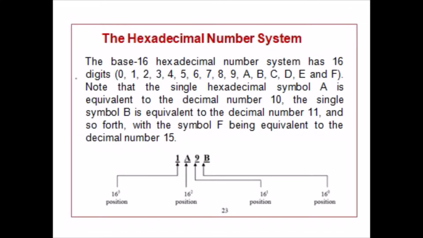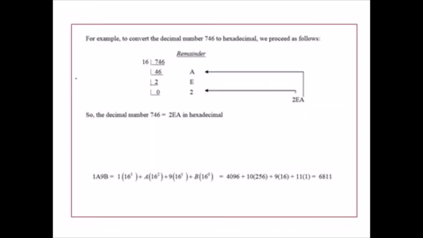In 1A9B, B is represented as 16 of 0 position, 9 as 16 of 1 position, A as 16 of 2 position, and 1 as 16 of 3 position. Here is an example of how to convert the hexadecimal number into the decimal number and decimal to hexadecimal. First let us see about decimal to hexadecimal.